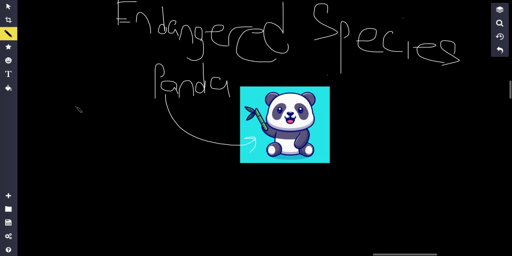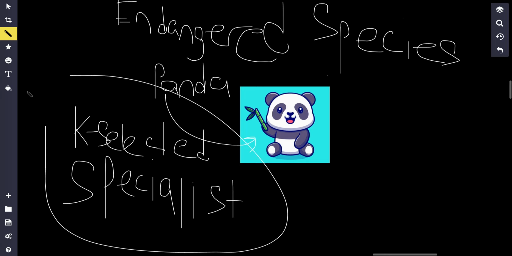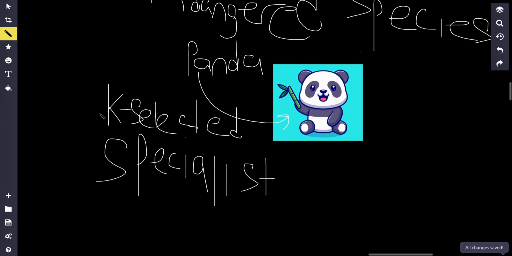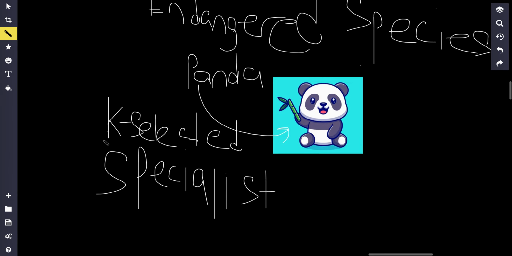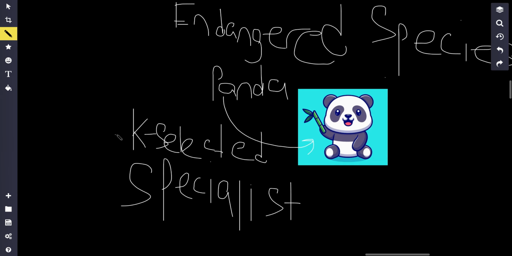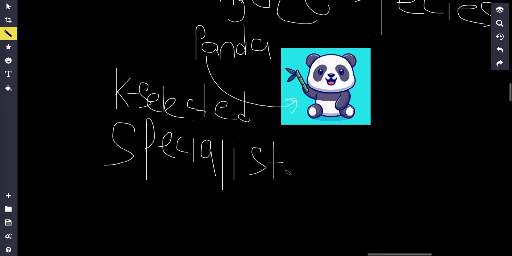And the thing about pandas is that they're K-selected, and they're specialists. So notice how this is basically the exact opposite of an invasive species, right? Usually endangered species have K-selected traits and they're specialists. So they often get outcompeted because K-selected species have little offspring. Think about humans, right? We only have like one, sometimes two children, every time we have a baby. And they're also specialists, meaning that they have a narrow range of tolerance.